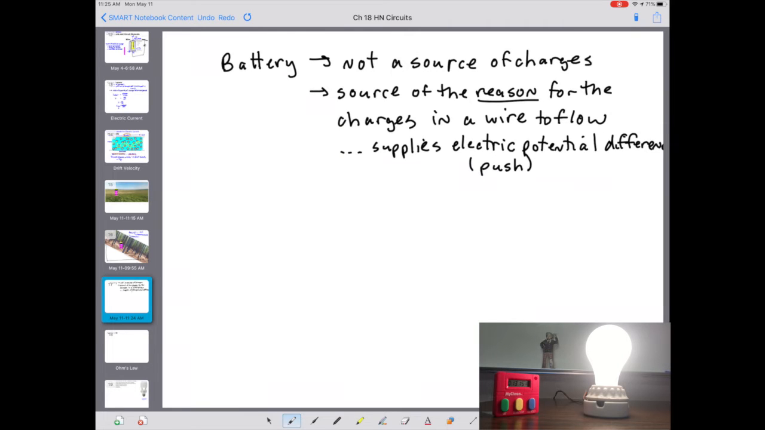Simplistically, you can think of this as the push. It motivates the charges to move in a certain direction, but there are so many atoms in the way that when you have an electric current, it is very slow. They don't make forward progress very long.